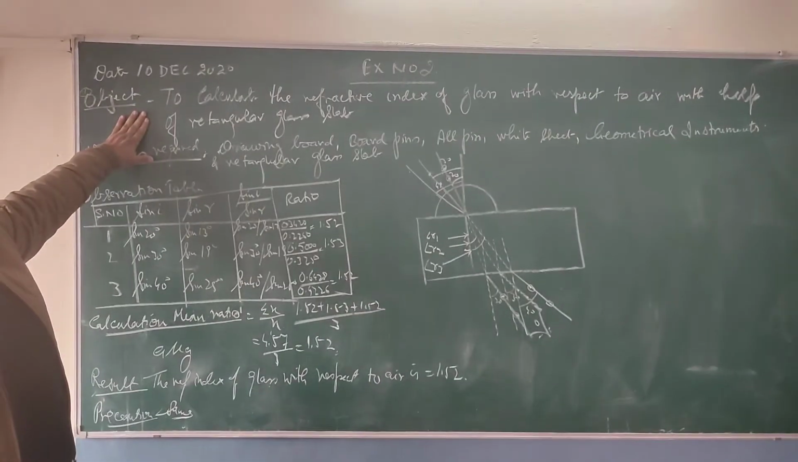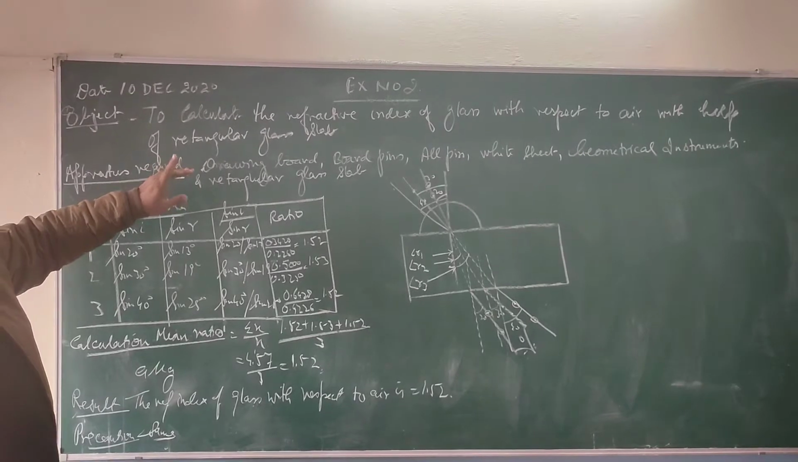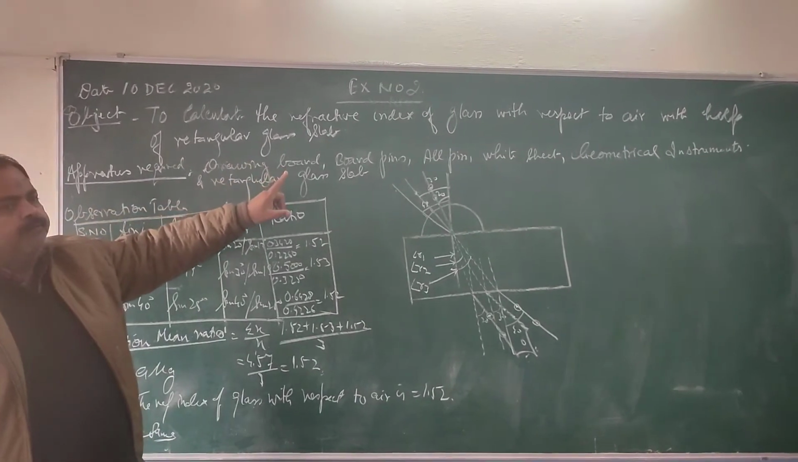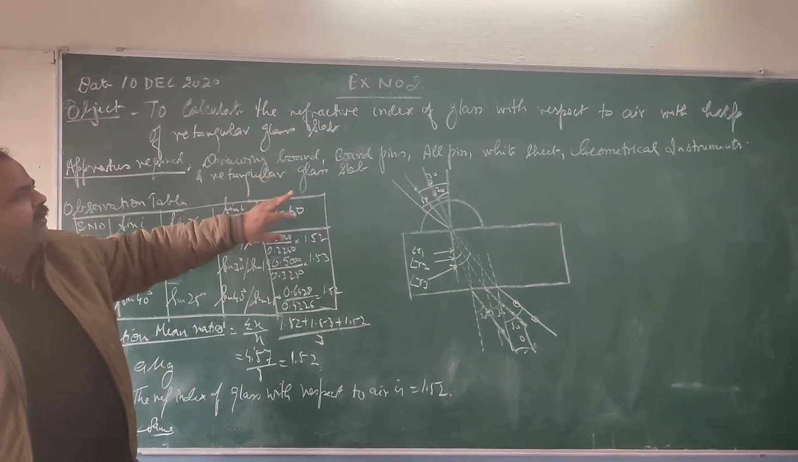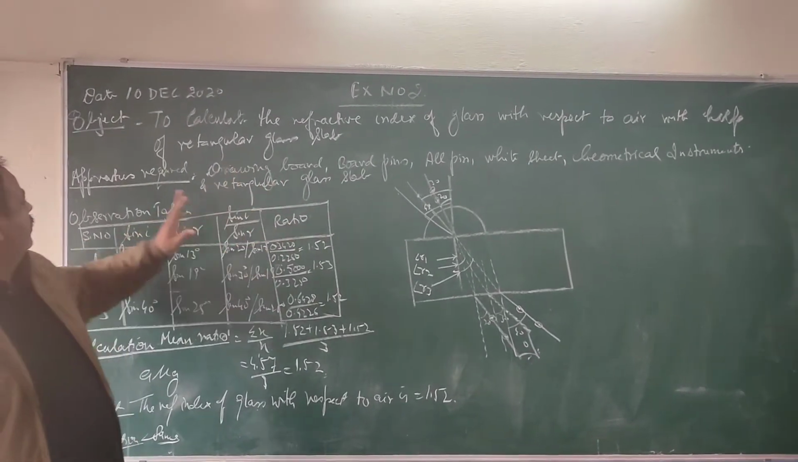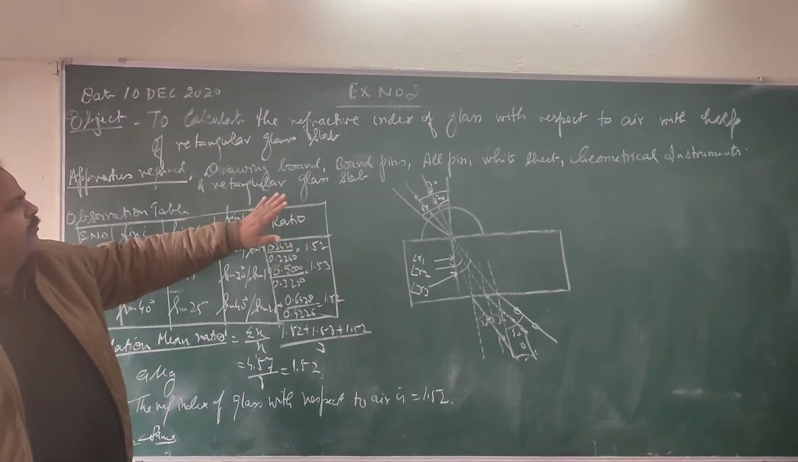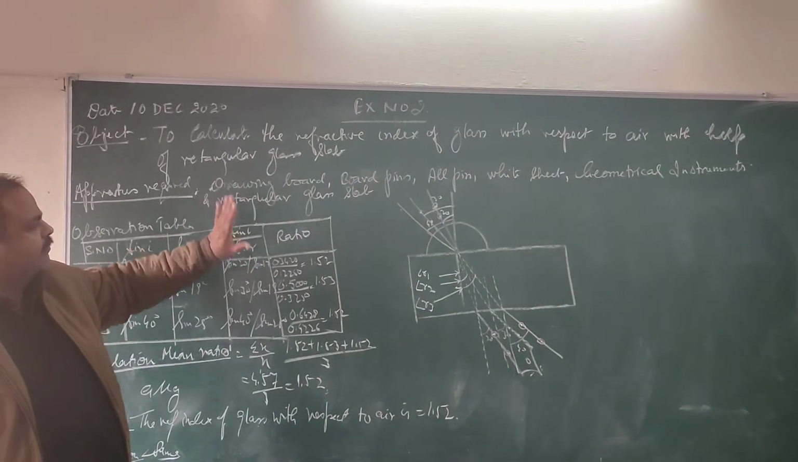Meters to calculate the refractive index of glass with respect to air. Means that the light will enter from air to glass. Refractive index ratio with the help of a rectangular glass slab. Apparatus required: drawing board, board pins, white sheet, geometrical instruments, rectangular glass slab.